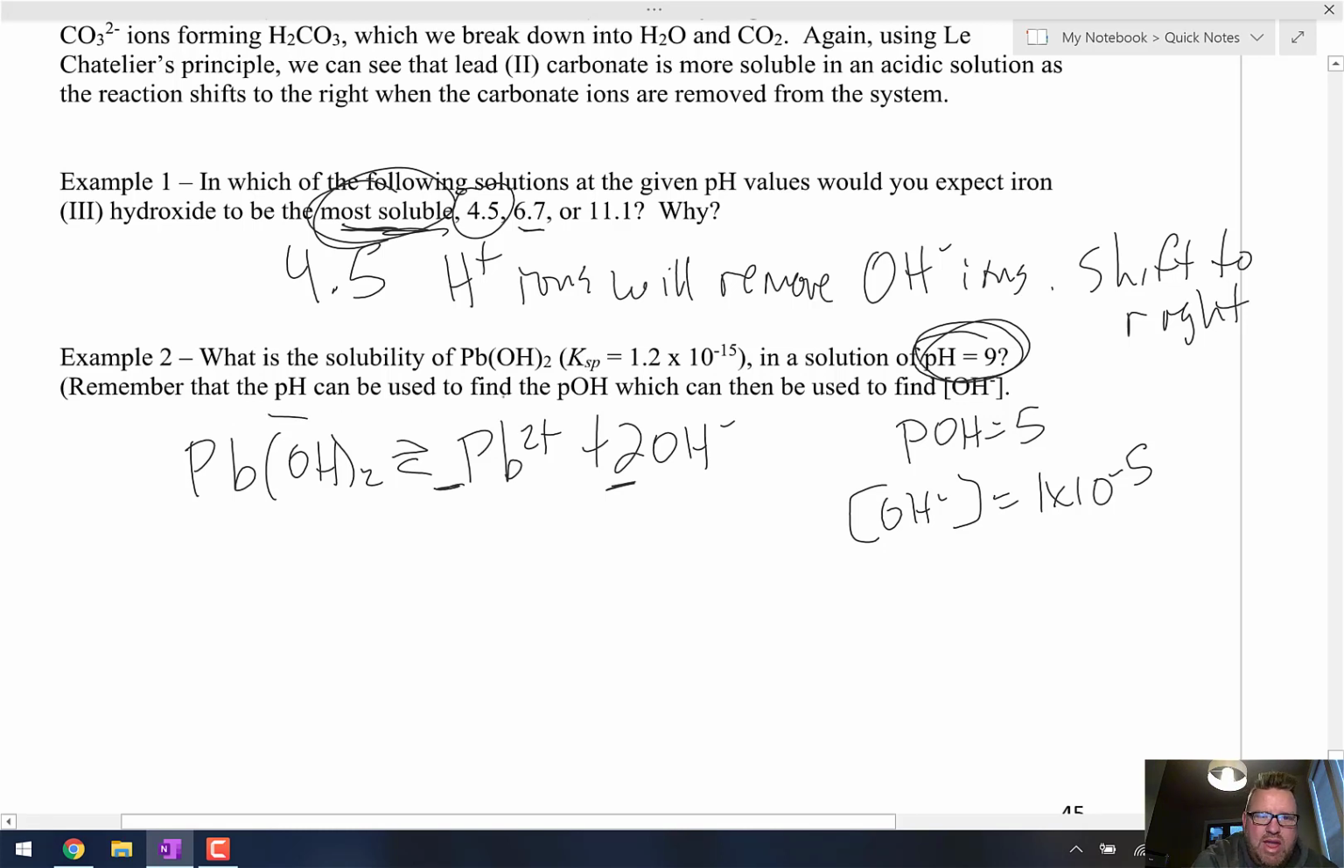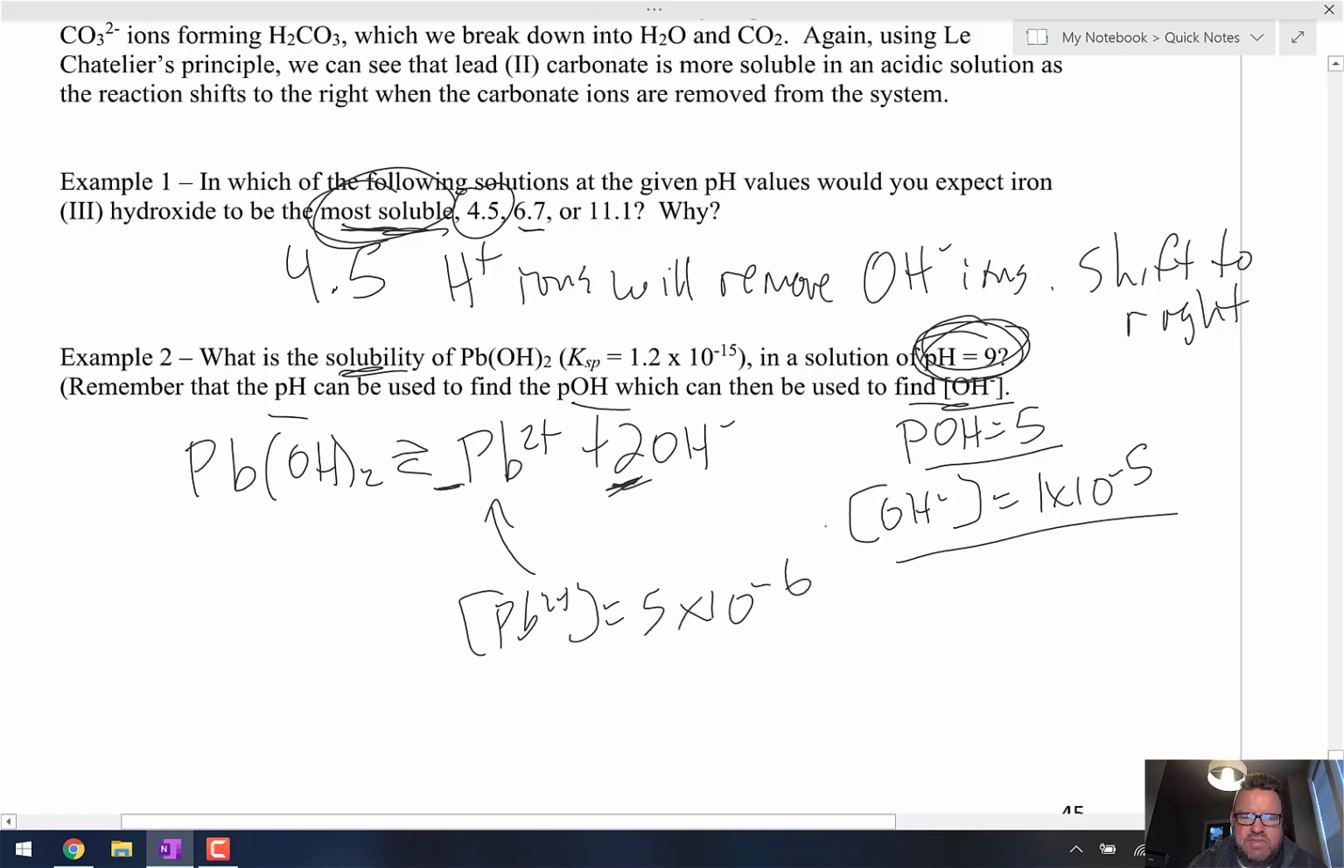The pH can be used to find the pOH, which can then be used to find the hydroxide ion concentration. We know the pH is 9, then the pOH is 5, and the hydroxide ion concentration is 1 times 10 to the minus 5th. Remember, when they say solubility, that's X. So the hydroxide would be 2 times X, which means we do have to take half of that. So 1 times 10 to the minus 5th divided by 2 equals the lead ion concentration, 5 times 10 to the minus 6th. And that is our X value. That is the molar solubility of Pb(OH)2.